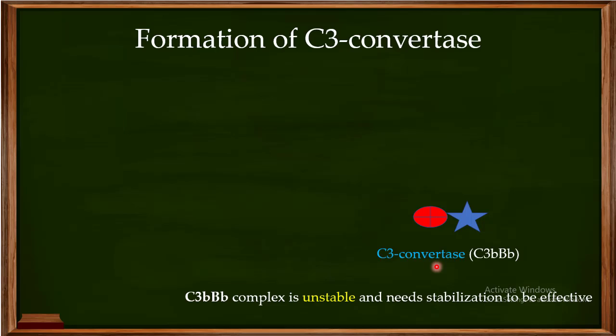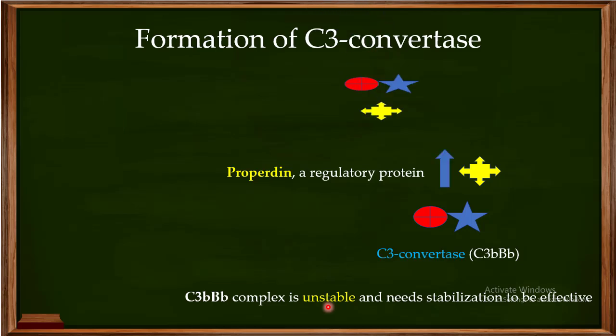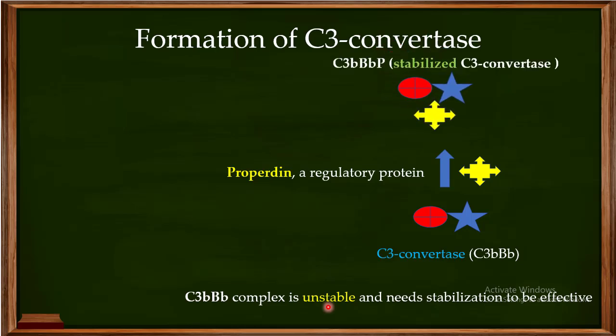So this C3 convertase needs stabilization to be effective. By that I mean that if the C3 convertase has to act on the C3 to cleave it into C3a and C3b, you need a stabilized C3 convertase. And this complex of the C3b and Bb is not a stabilized one, it is an unstable one. So how are you going to stabilize this? There is a regulatory protein known as properdin, and this properdin is going to bind to this C3 convertase. So you get a complex of the C3b, the Bb, and the properdin, and this complex of these three gives you a stabilized C3 convertase.